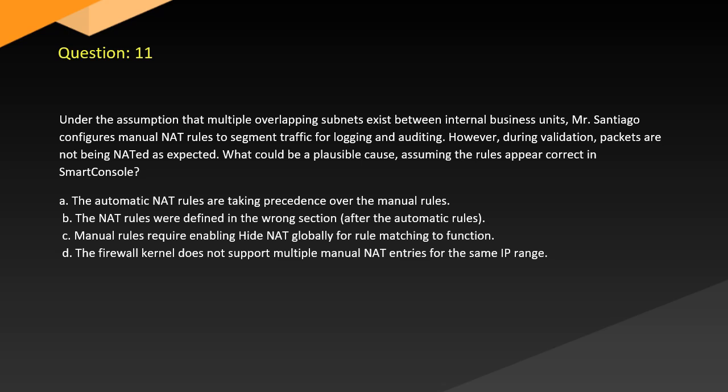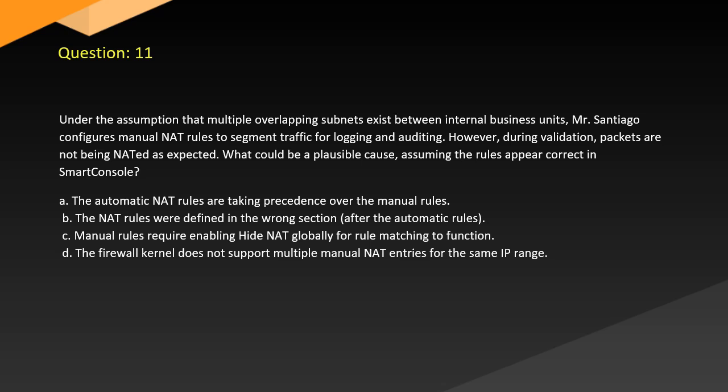Question 11. Under the assumption that multiple overlapping subnets exist between internal business units, an administrator, Santiago, configures manual NAT rules to segment traffic for logging and auditing. However, during validation, packets are not being NATed as expected. What could be a plausible cause, assuming the rules appear correct in SmartConsole?